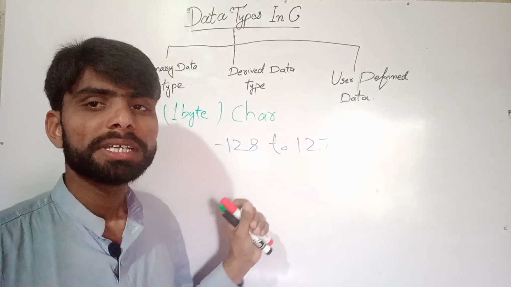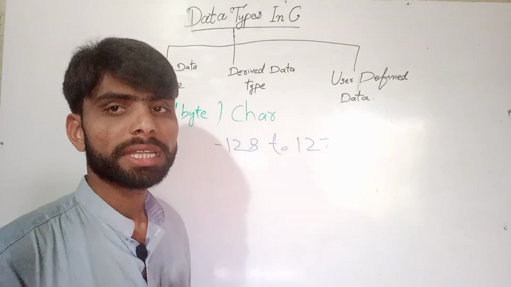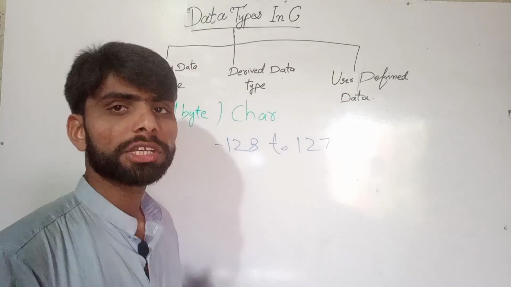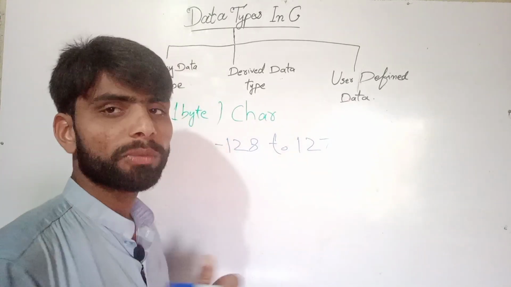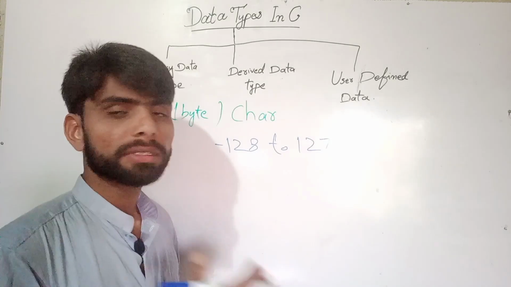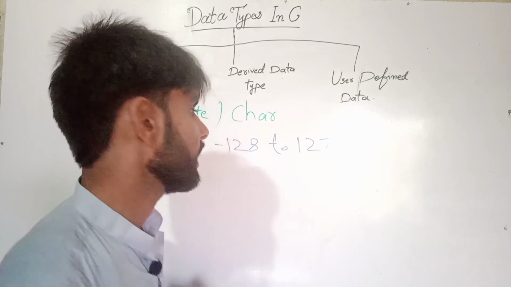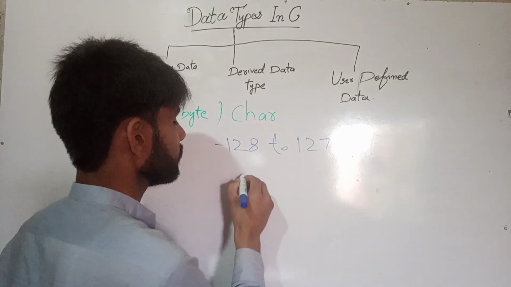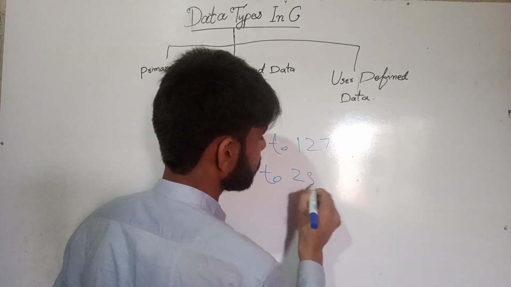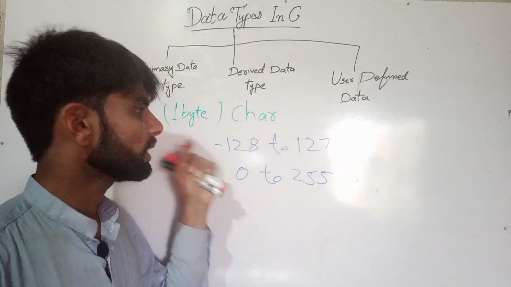If we use a 64-bit machine, then the range will be different and it will be a larger range, because a 32-bit machine can store a large amount of data, and a 64-bit machine can store even more than 32 bits. So for positive values, the range is from 0 to 255, right? So this is the range of the char data type.